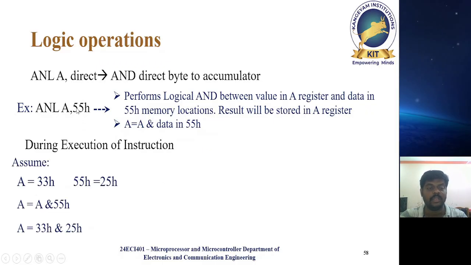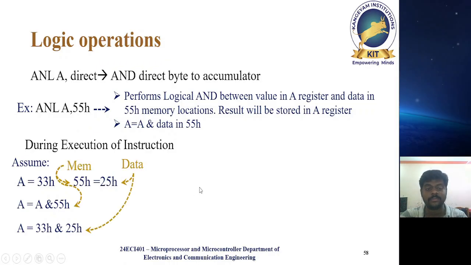The data between these two will be considered. Logical AND operation will be performed with A and also 55, and the result will be stored in A register itself. That means 55 is not a data, it is a memory location of the data, which we have seen so many times in our previous videos.